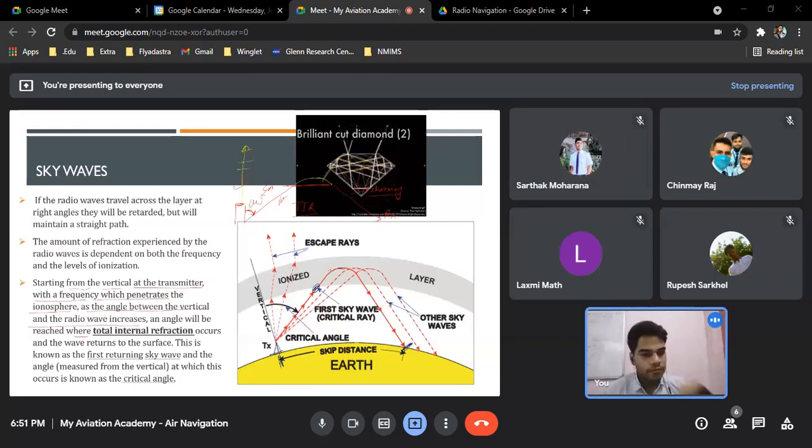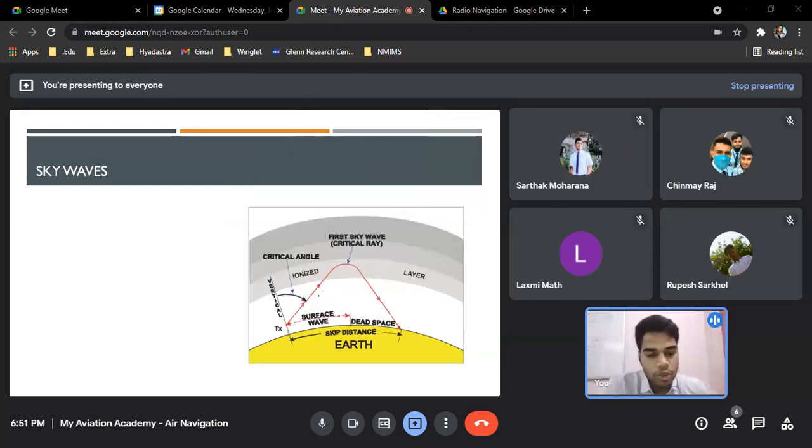All right. And after this, you keep on increasing the angle. See, all other waves are also coming back to the earth. This is known as skip distance. It is really important. Skip distance. Why was I talking about skip distance?